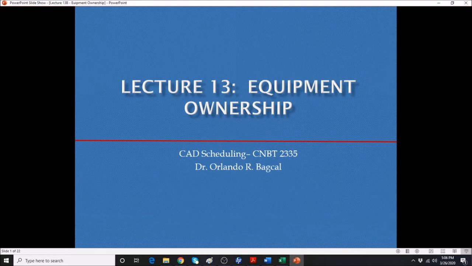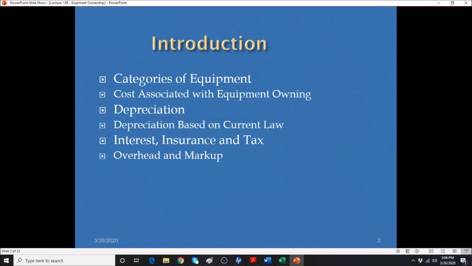Hello everyone. For this lesson, I am going to discuss depreciation that is related to ownership of an equipment. Depreciation is still part of the cost accounting that we have in the construction of a project. For this lesson, we are going to look at the categories of equipment, what costs are incurred in owning a particular equipment, and of course, we are going to focus on depreciation.